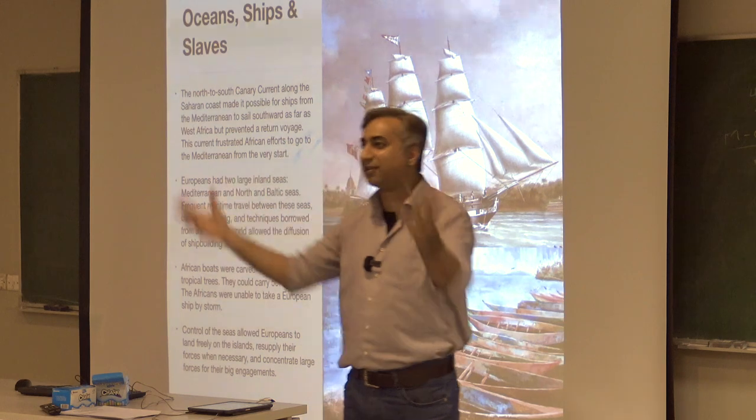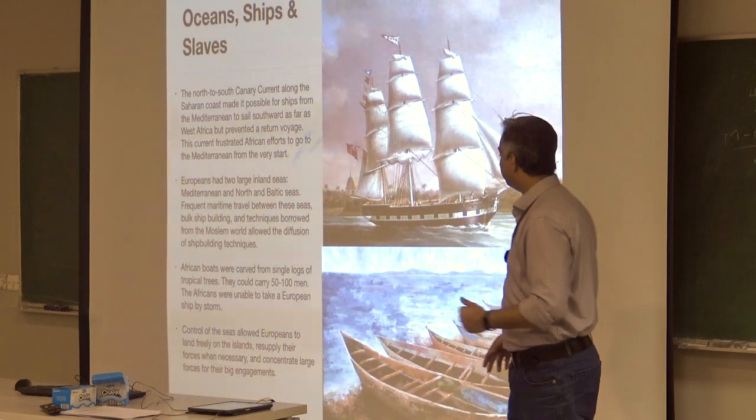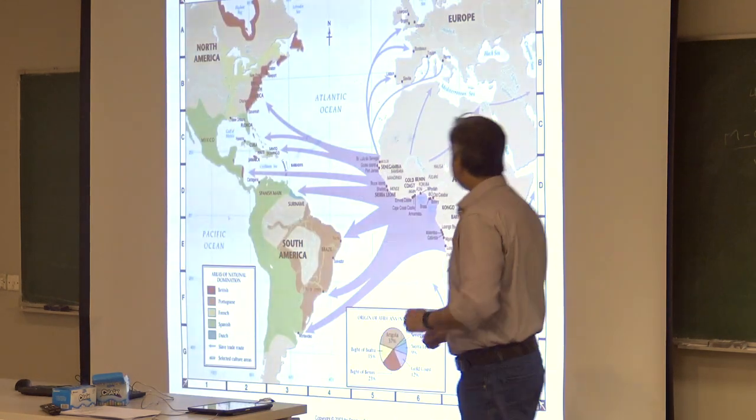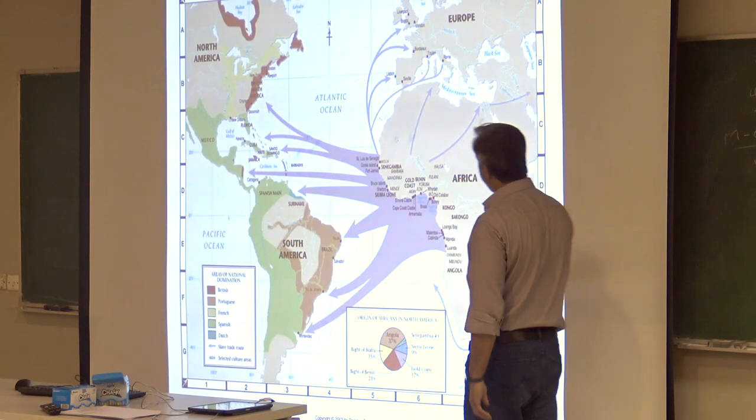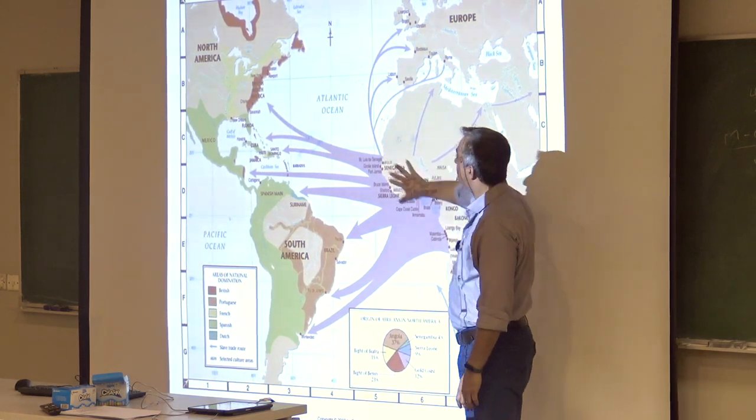So it was like a portal. I like to think of it in that way. Okay. Here now is the Atlantic slave trade. As you can see, it's all over the coast of West Africa.